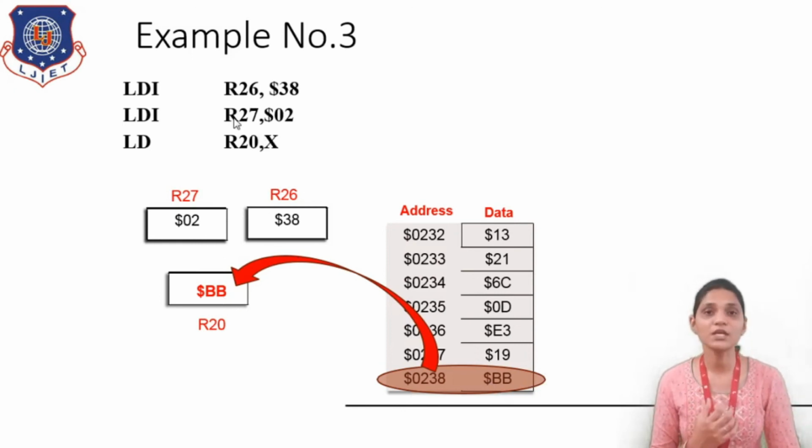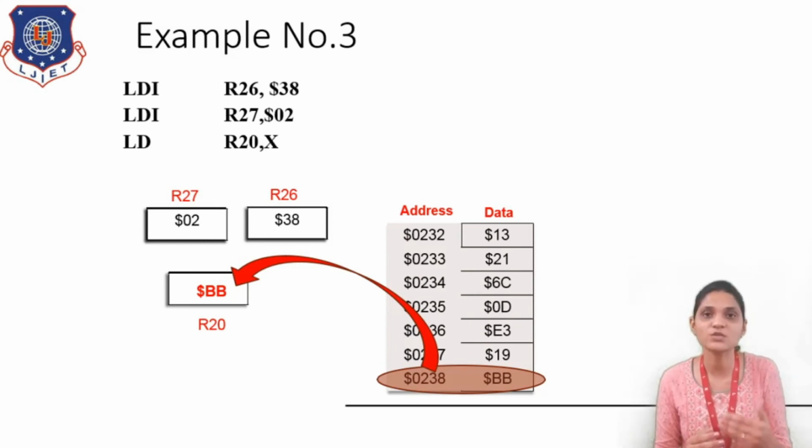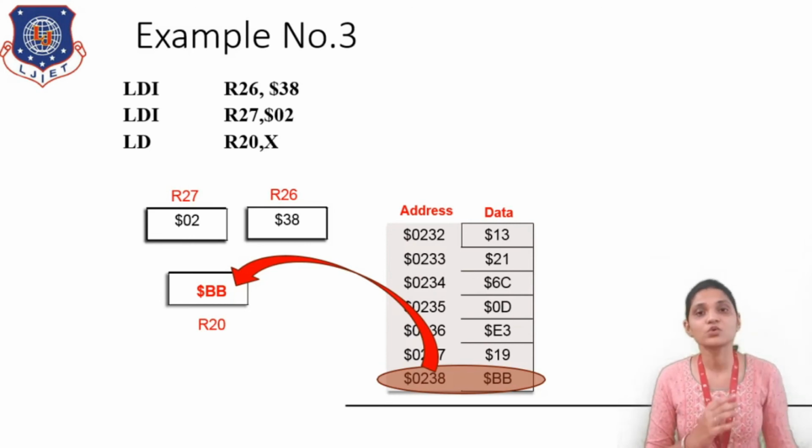Okay, so in this way you can use this LDI instruction to store the immediate addresses. You are storing the immediate data, but that immediate data is your address, and by using that address with the LD instruction in terms of X, Y and Z register, you can store the data. Okay, so this kind of instruction also you can use.